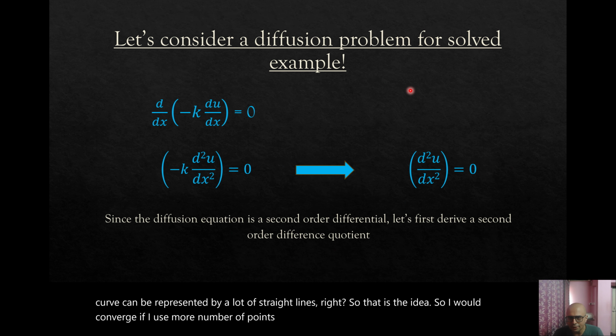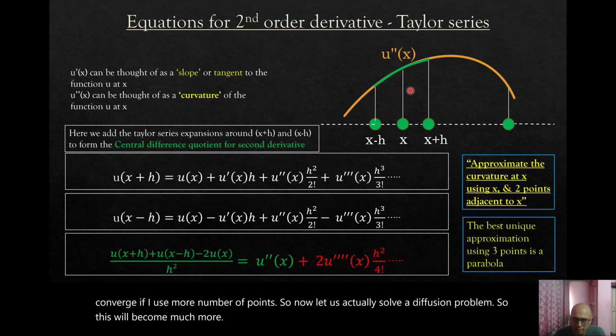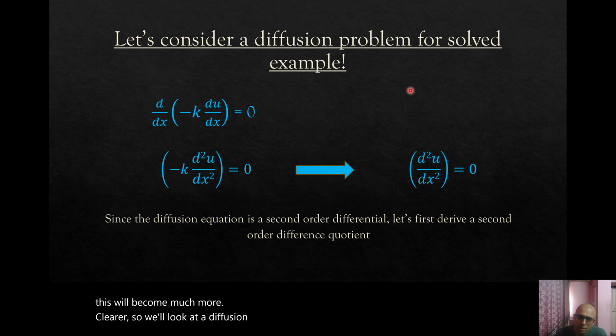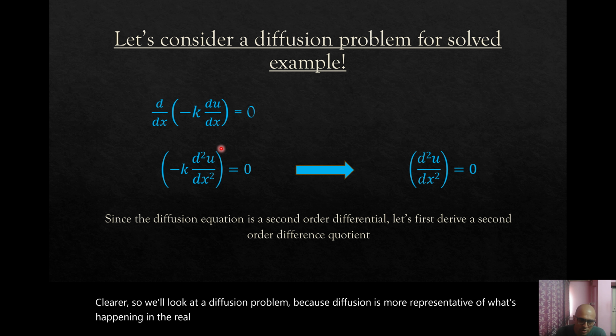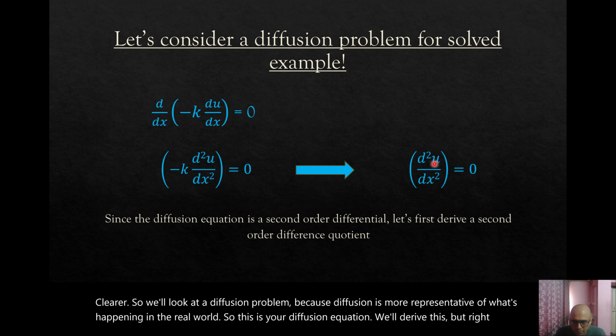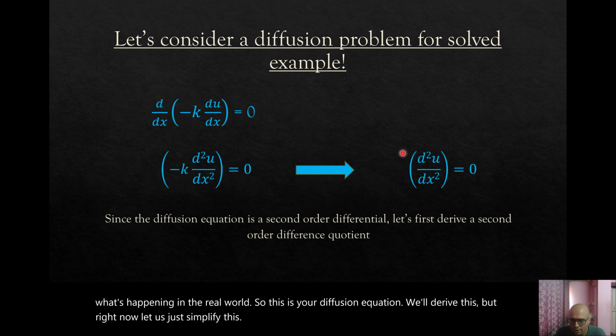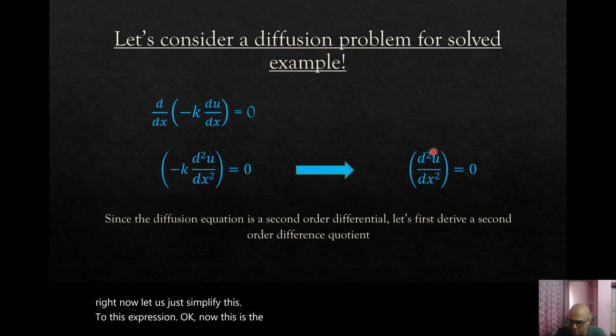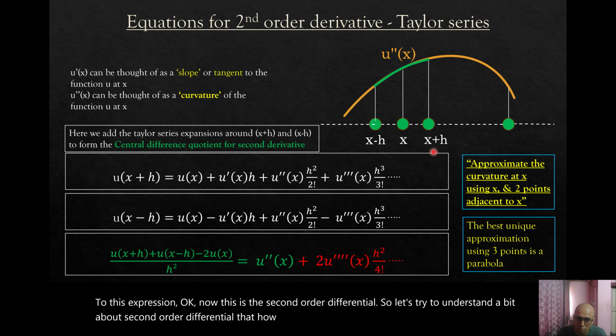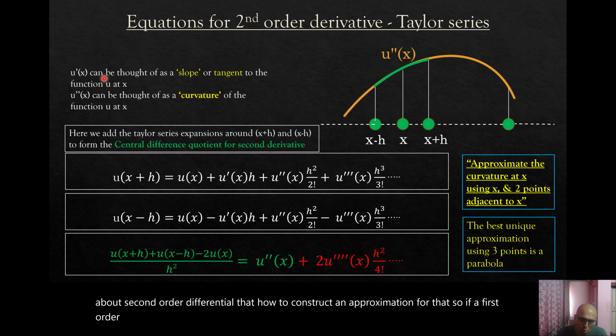So now let's actually solve a diffusion problem. So this will become much clearer. We'll look at a diffusion problem because diffusion is more representative of what's happening in the real world. So this is your diffusion equation. We'll derive this, but right now let's just simplify this to this expression. Now this is a second order differential. So let's try to understand a bit about the second order differential and how to construct an approximation for it. If a first order differential can be thought of as the slope, the second order differential can be thought of as a curvature.